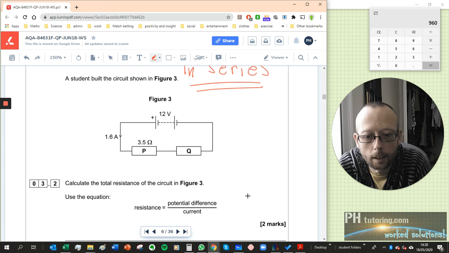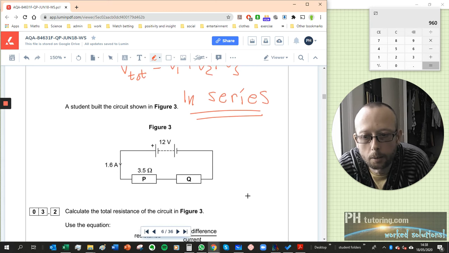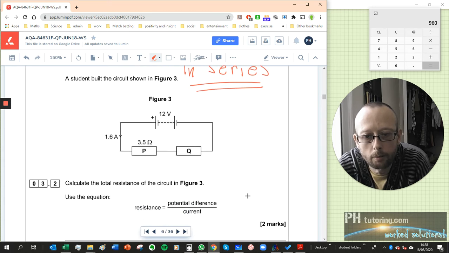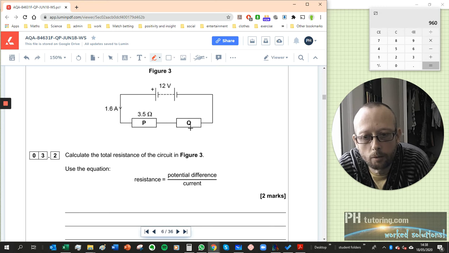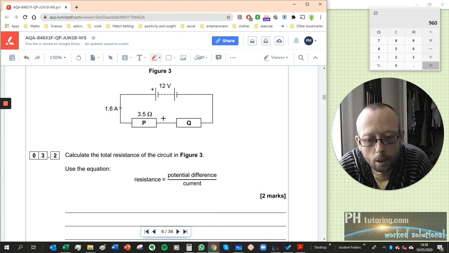Right. Now let's have a look at the next one. The student built the circuit in figure 3, so we've got an unknown resistor. It's always good to make a prediction of what the question is going to be. So it's got an unknown resistor, we've got a known voltage, we've got a resistance over the known resistance, and we've got the current here. The current is going to stay the same all the way around the circuit. In a series circuit, the current stays the same all the way around. Calculate the total resistance of the circuit in figure 3.